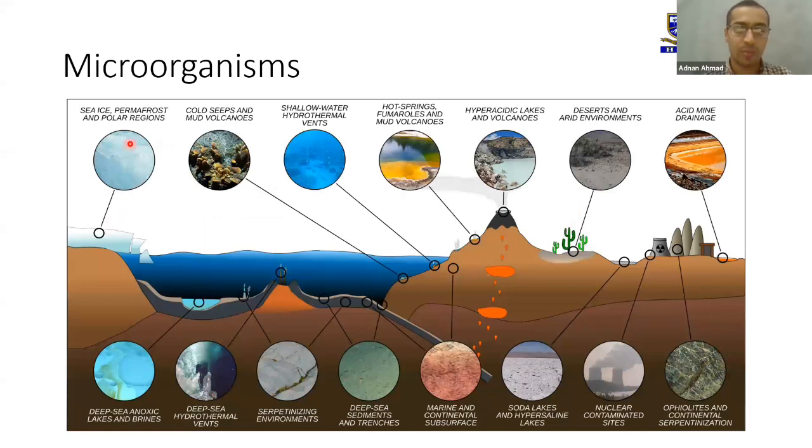So these are the pictures. You see permafrost, sea ice, and polar regions, cold seeps and mud volcanoes, shallow water, hydrothermal vents. And then we have hot springs, right? Volcanoes, deserts, acid mines, where the pH is very low, right? All of these areas are covered with microorganisms, and that is why we say that they are everywhere on the planet.